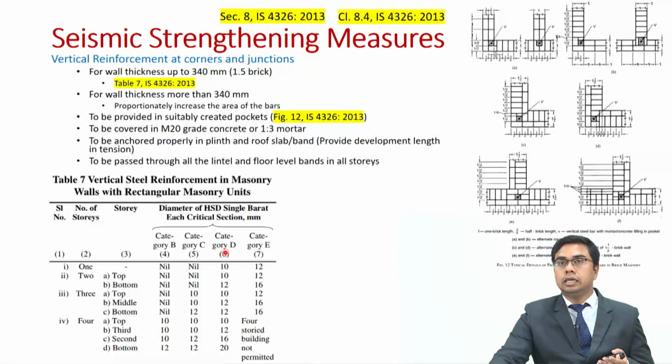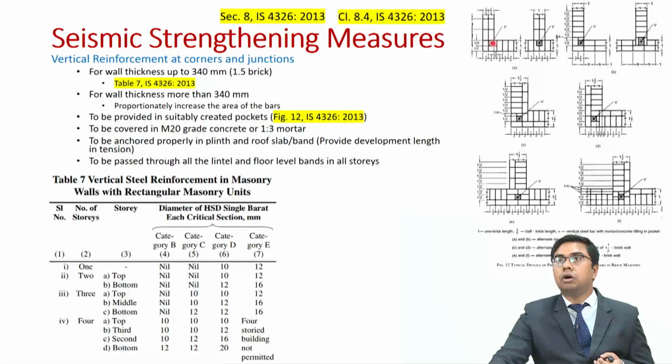So let us say category D, let us say it is having 3 stories, then in case of 3 stories the top story should have vertical reinforcement bar of dia 10 mm and the middle story should have of 12 mm dia and the bottom story should have 12 mm dia bar. Okay, and this has to be provided in suitably created pockets.